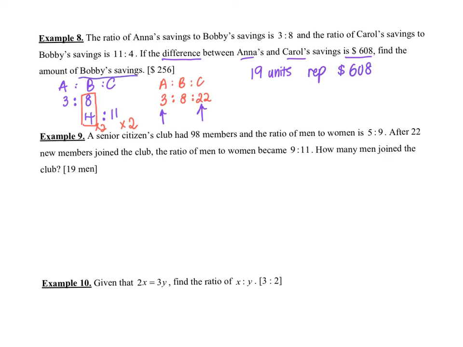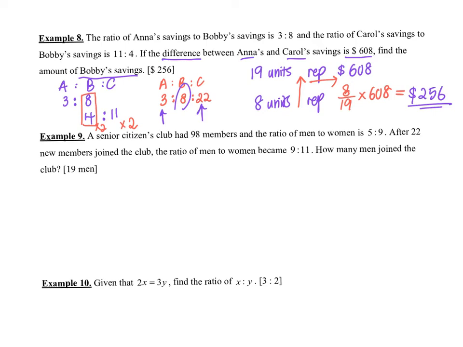So Bobby's saving has 8 units. In this case, I'm not going to find 1 unit first and then 8 units. I'm going to find 8 units directly. Actually this is like a fraction, so 8 out of a total of 19 multiplied by $608. So 8 over 19 times 608, and that gives you the answer $256.